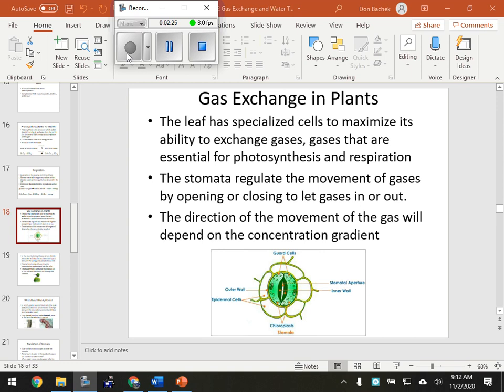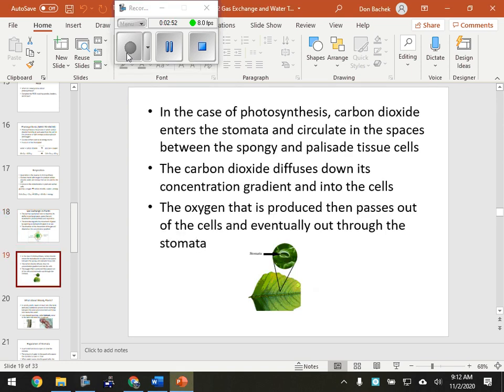By the way, where are these specialized cells located? Yeah. Bottom of the leaf, yes. Okay. The stomata regulate the movement of gases by opening or closing to let gases in or out. The direction of the movement will depend on the concentration gradient. So it follows the concentration gradient, and of course it would be passive in that case. Okay. So we're going to talk a little bit about what guard cells look like, and then the stomata, or the opening there, basically.